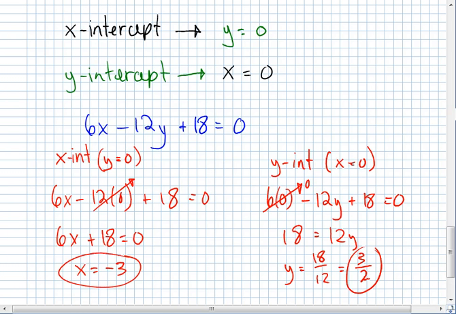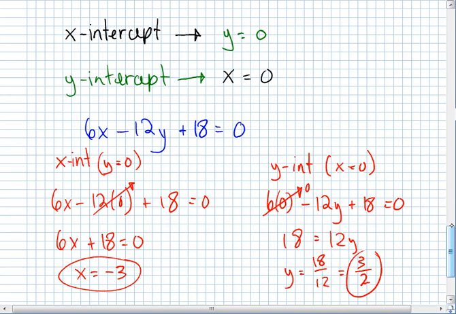That would also make it really easy to graph. If you knew the x and the y intercept, you just find those 2 points on a graph, and you could just plot those, and that'll show you what the graph looks like. Well, that's kind of all you really have to be able to do at this point.